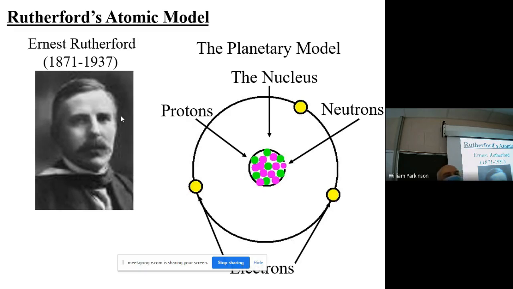In the case of the solar system, of course, they are the planets, but in the case of an atom, they are the electrons. And there's a difference, of course, between the attractive force that binds the solar system, that is gravity. Here, the attractive force that binds the subatomic particles together is positivity and negativity.